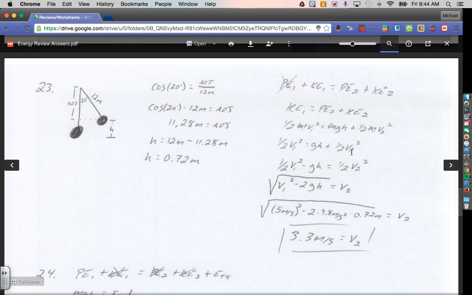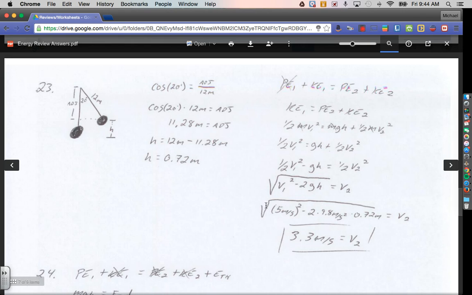I'm solving for the final speed, so I'm going to subtract gh over to the left side, which is what we have down here in this line of the equation. 1/2 initial speed squared minus gh equals 1/2 v final squared. And I multiply by 2 to get rid of the half, which is where there's a 2 in front of the gh, and the 1/2 disappeared with the initial speed, and do the square root to get rid of the squared.